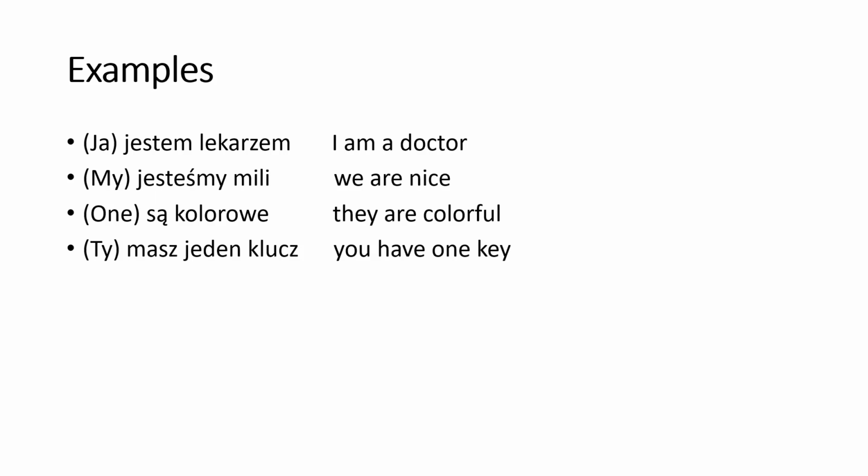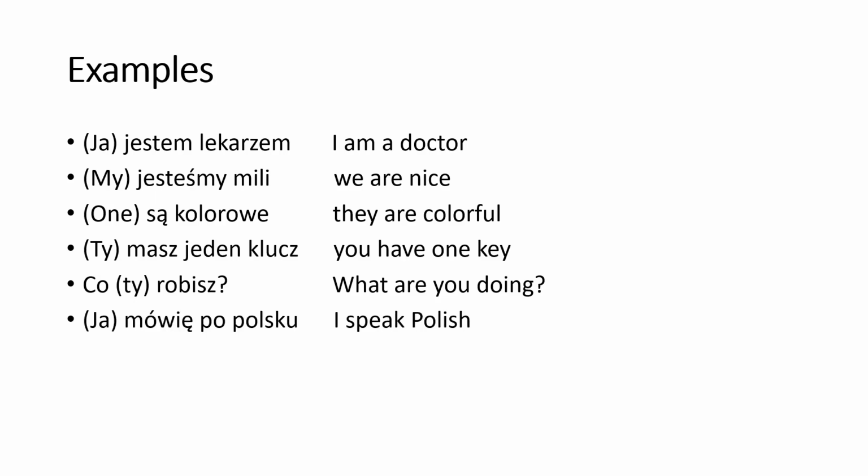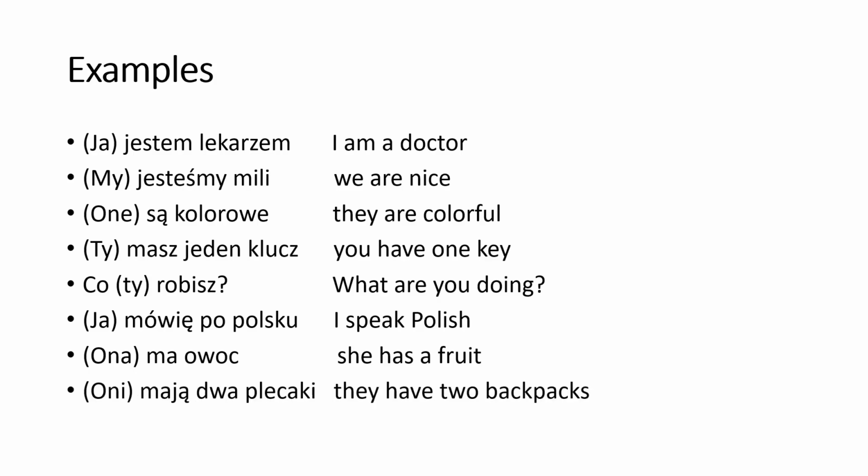Ty masz jeden klucz. You have one key. Co ty robisz? What are you doing? Co means what. Ja mówię po polsku. I speak Polish. Ona ma owoc. She has a fruit. Owoc means fruit. And the last one. Oni mają dwa plecaki. They have two backpacks. So remember, dwa means two.